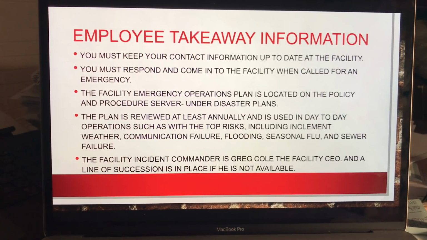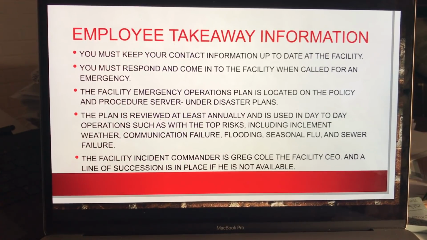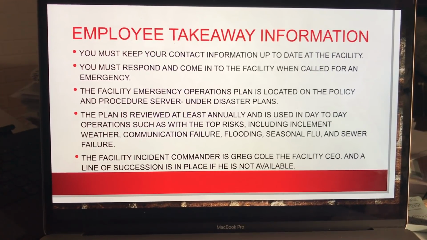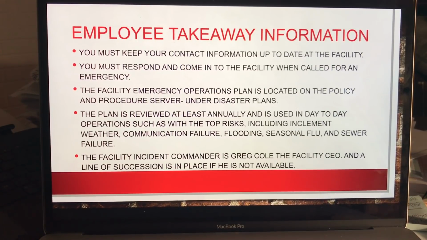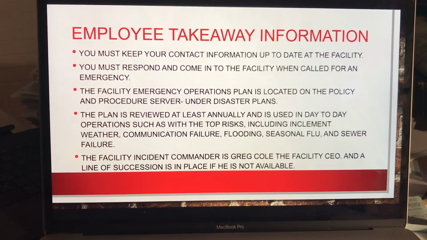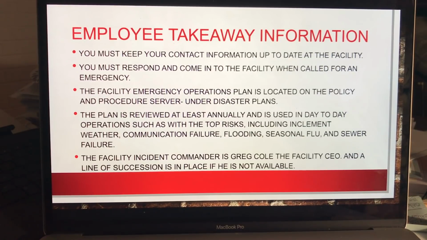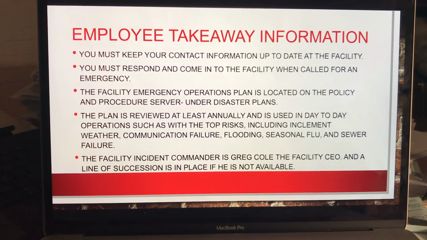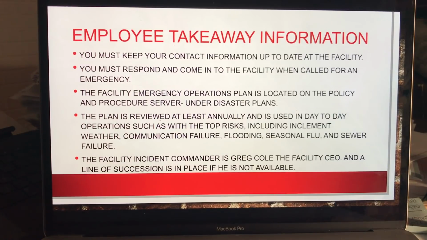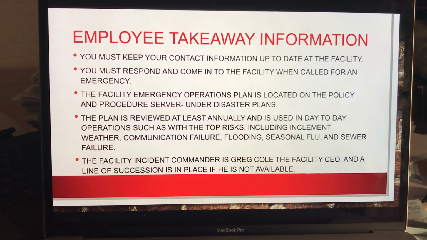Employee takeaway information. You, as a facility employee at the Woodland, must keep your contact information up to date at the facility. You, as an employee, must respond and come into the facility when called for an emergency. The Facility Emergency Operations Plan is located on the Policy and Procedure server under Disaster Plans.